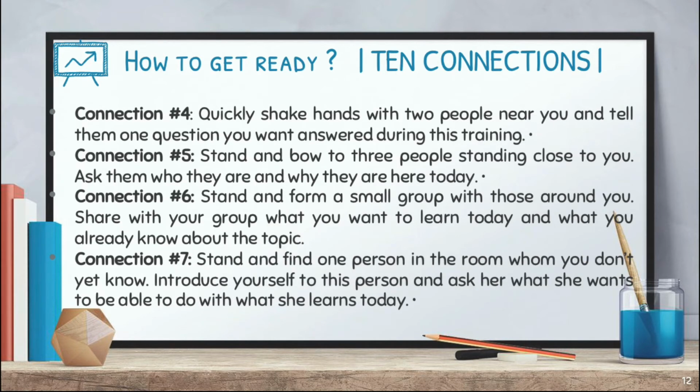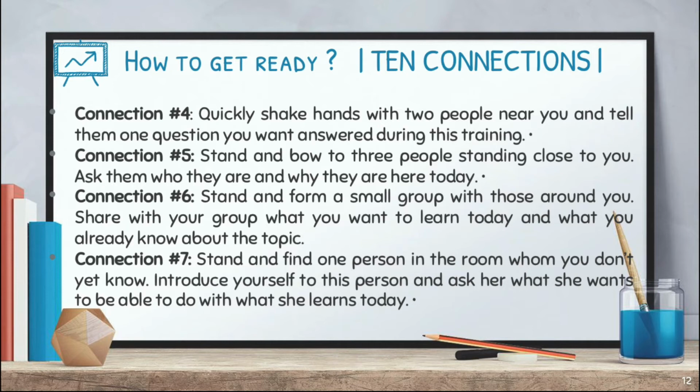Connection number 4. Quickly shake hands with 2 people near you and tell them 1 question you want answered during this training. Connection number 5. Stand and bow to 3 people standing close to you and ask them who they are and why they are here today.